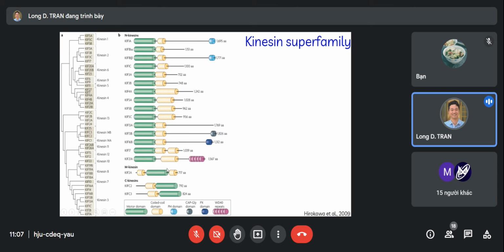Meanwhile, the M kinesin, where the motor domain is located somewhere in the center of the polypeptide, actually does not move on the microtubule. Even though they have a motor domain, they cannot move. So this belongs to kinesin 13. We have KIF2A here, KIF2B, KIF2C, and KIF24. All of these cannot move, and they are actually involved in the degradation of microtubules.